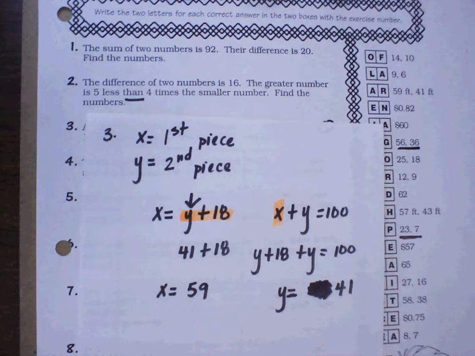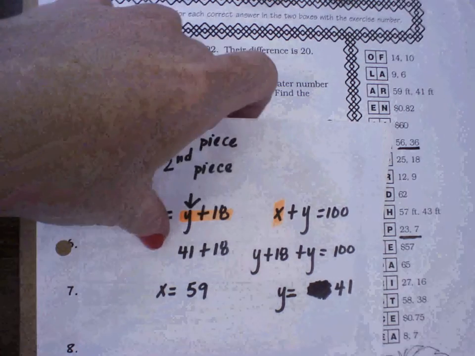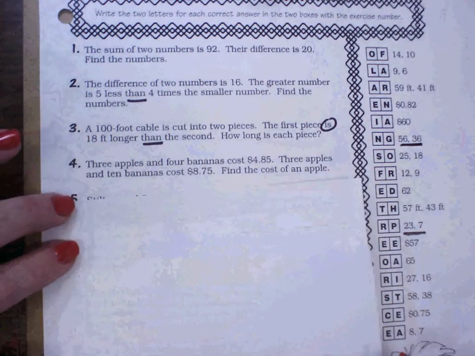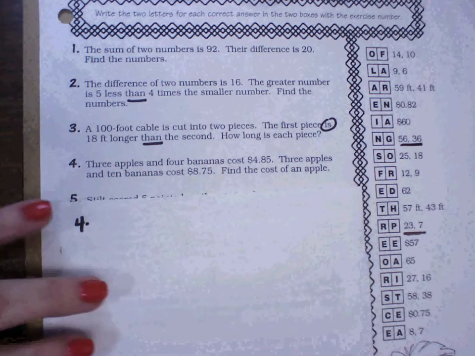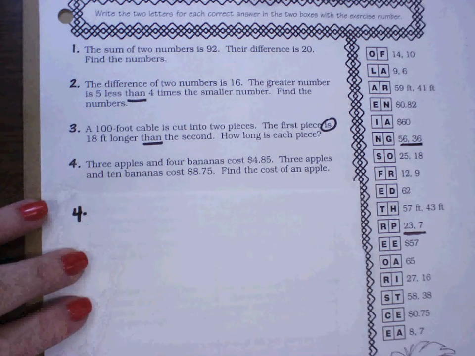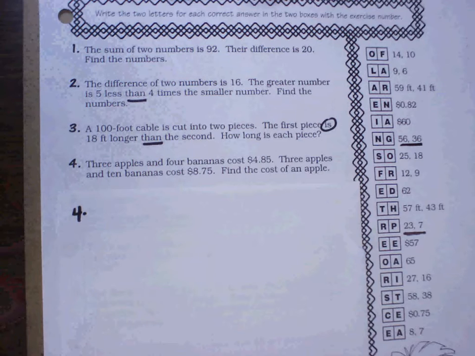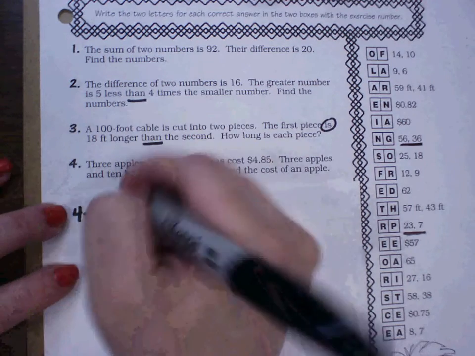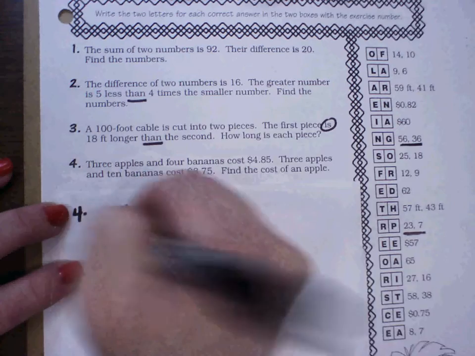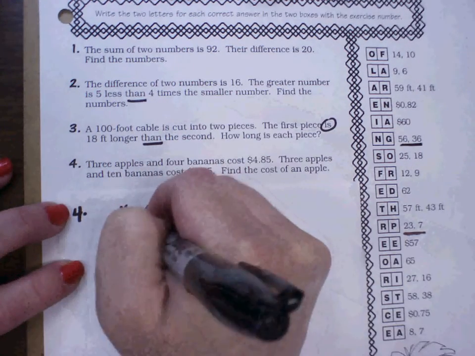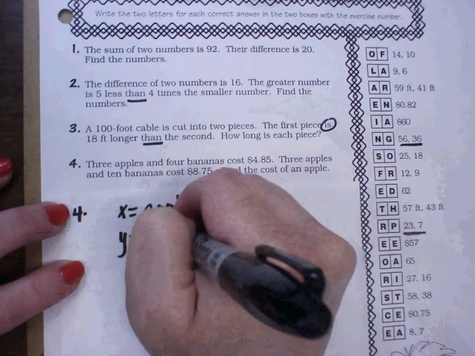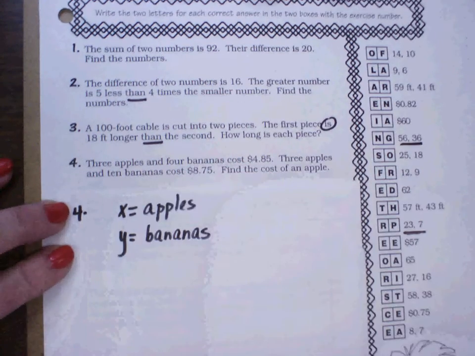All right, let's do number 4. Three apples and 4 bananas cost 4.85. 3 apples and 10 bananas cost 8.75. So what's X and what's Y? Apples is X. All right, so X equals apples, Y equals bananas, right?